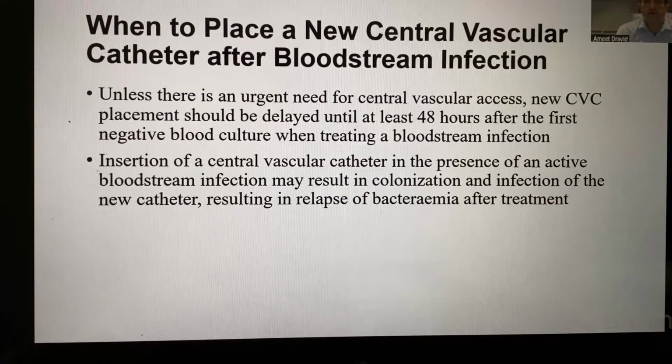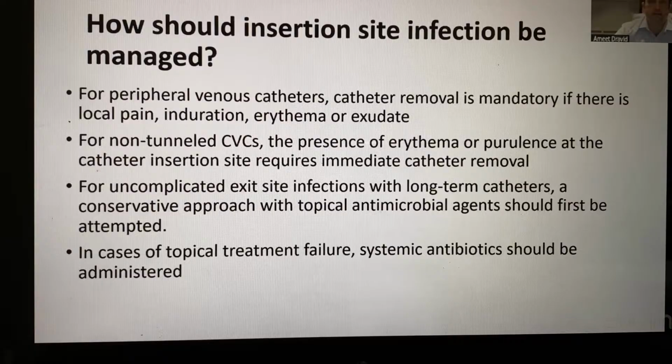So, when to place a new central venous catheter? 48 hours after the first negative blood culture, we can start treating. So, wait for 48 hours after the first negative blood culture, and then you put a new femoral catheter or a new venous catheter and start treating.